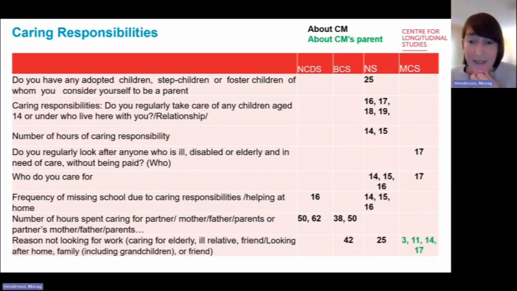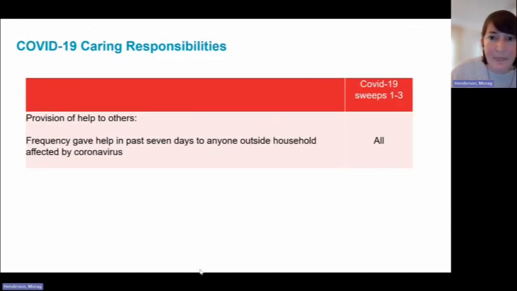for NCDS and BCS70, you can see that the caring responsibility measures capture information about either their partner, their mother or father, or their partner's parents. So there's a sort of life course aspect difference there. For the Millennium Cohort Study, the questions are about age 17 mainly. So as they become older teenagers, you capture that information. For the COVID-19 sweeps, the ones I mentioned from May 2020 to March 2021, there's a question across all cohorts about frequency of giving help to people in the past 7 days.